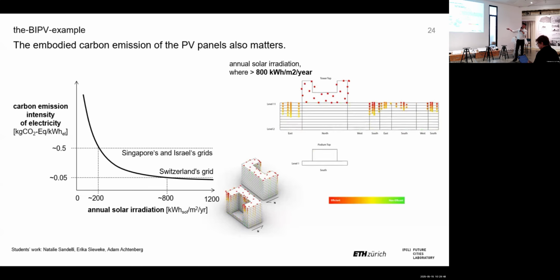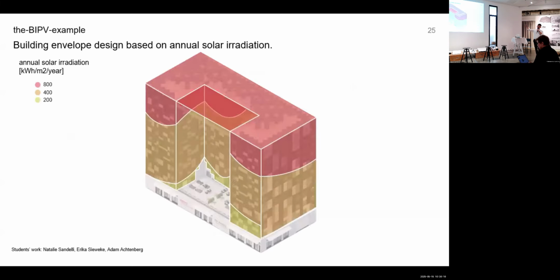However, in Switzerland, for the exact same building, only these areas are viable for placing PV panels if you want the electricity coming out of the PV panels to be cleaner than the electricity coming out of the city grid. And how do we use it? You can zone the building with different thresholds.